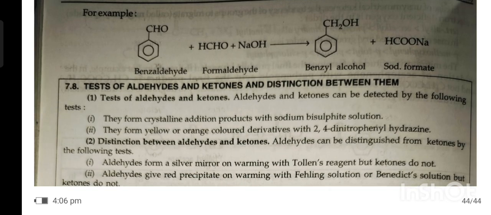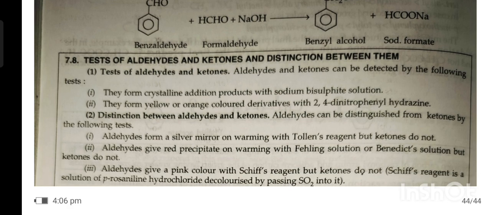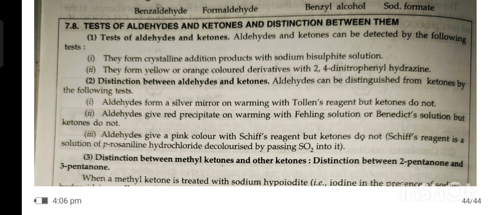Tests of aldehyde and ketone, and distinction between them. First, test of aldehyde and ketone. Aldehydes and ketones can be detected by the following tests. First, they form a crystalline addition product with sodium bisulfite solution. Second, they form a yellow or orange colored derivative with 2,4-dinitrophenylhydrazine. Second, distinguishing between aldehyde and ketone. Aldehydes can be distinguished from ketones by the following tests.